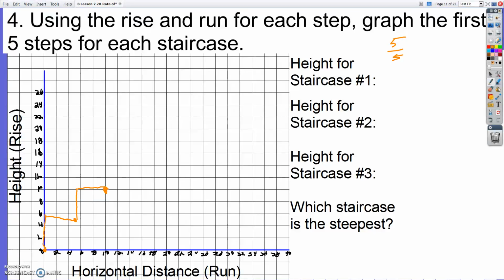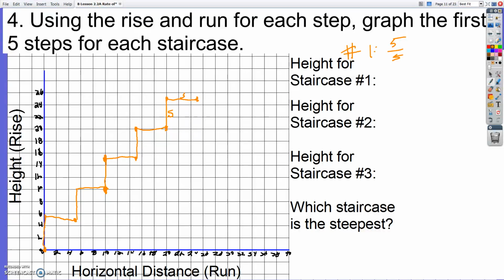And what I would like you guys to do is pause it here and build the rest of the staircase on your own, and then double check your answers with me. Alright guys, here's my first staircase. As you can see, here's my rise over run, and you can see each step goes up 5 over 5.